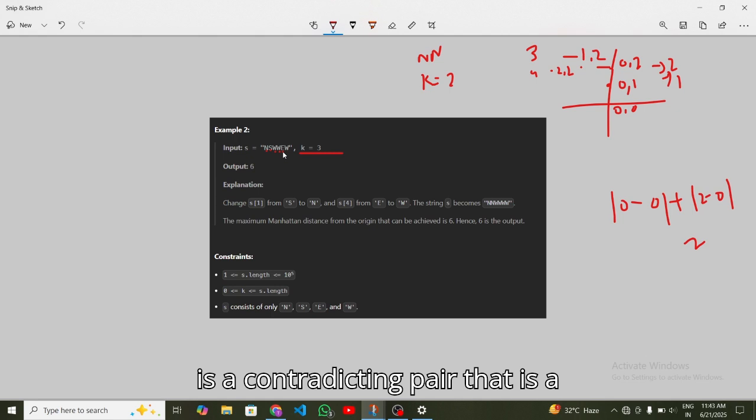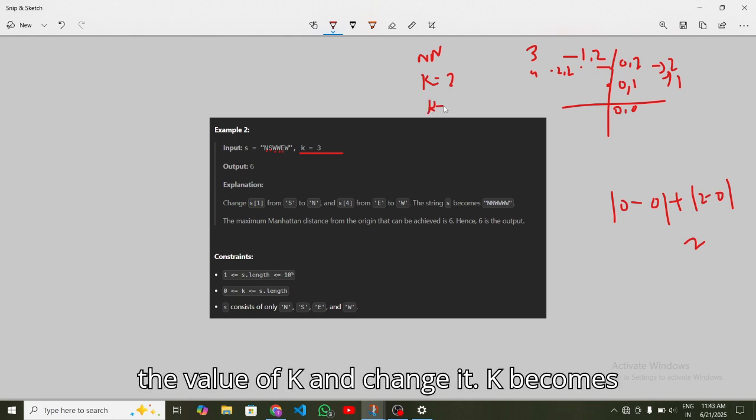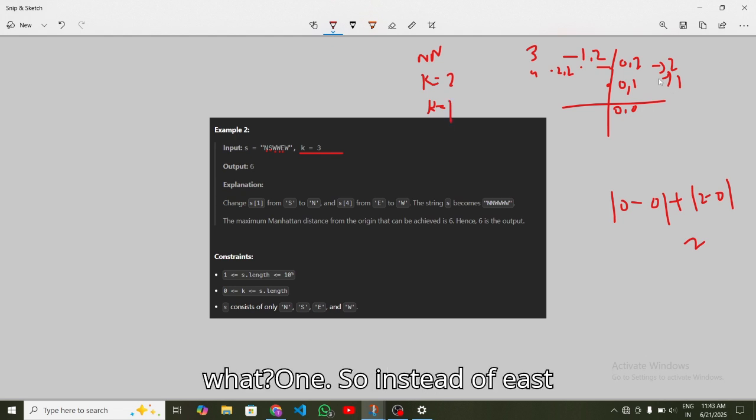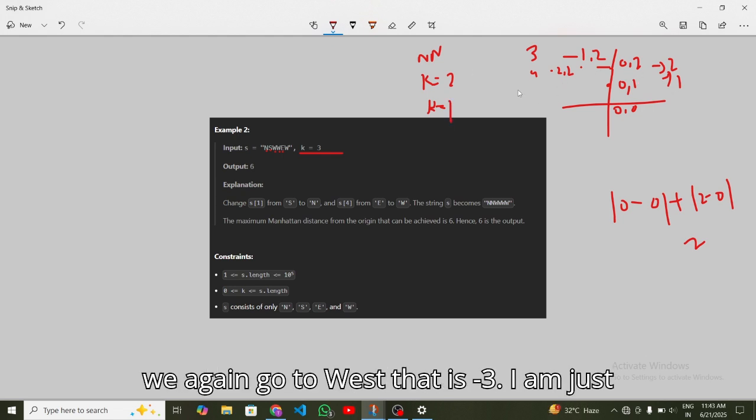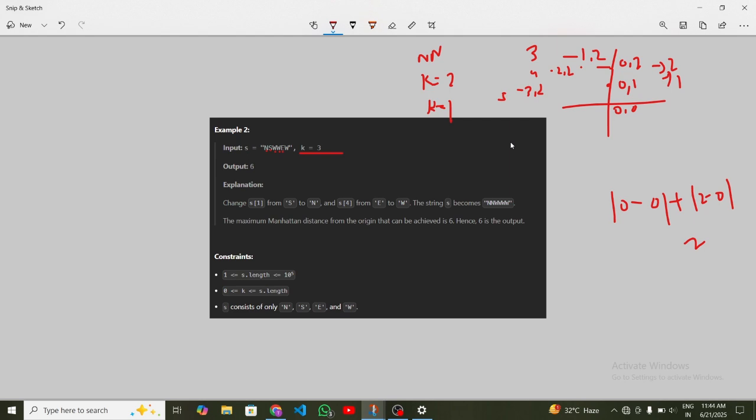Now, east is a contradicting pair. That is a conflicting pair. So we reduce the value of k and change it. K becomes what? 1. So instead of east, we again go to west. That is minus 3. I'm just writing the coordinates. Minus 3, comma 2. That sums up to 5.